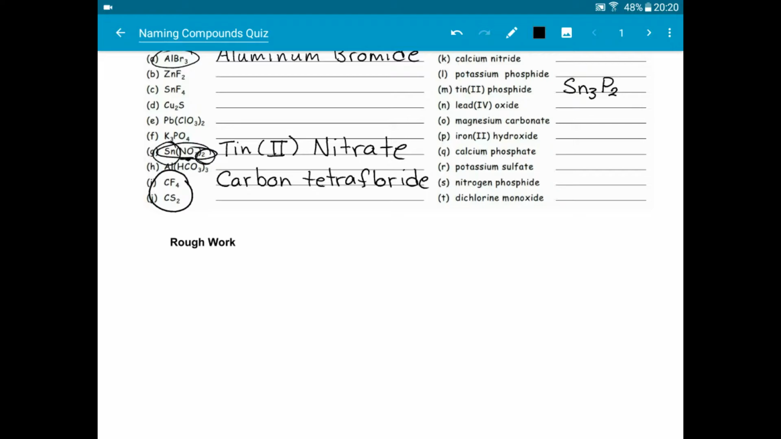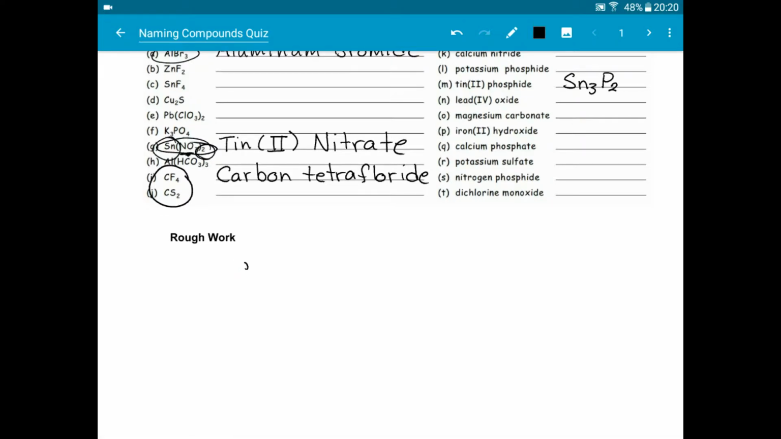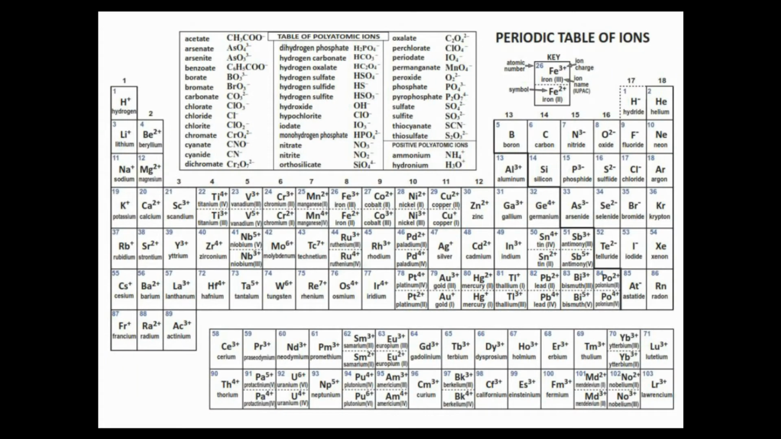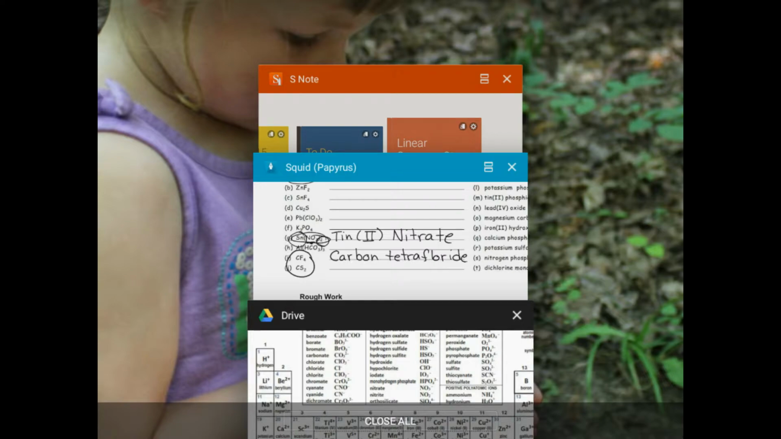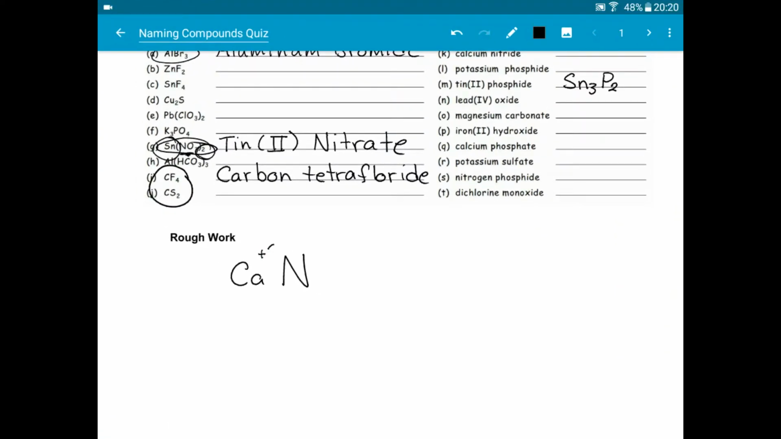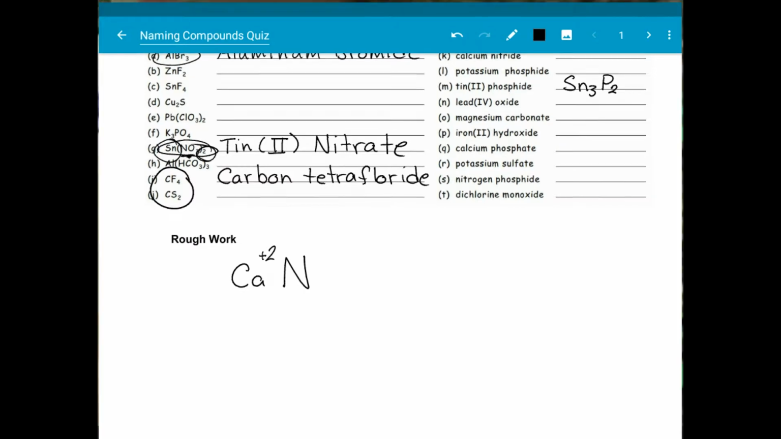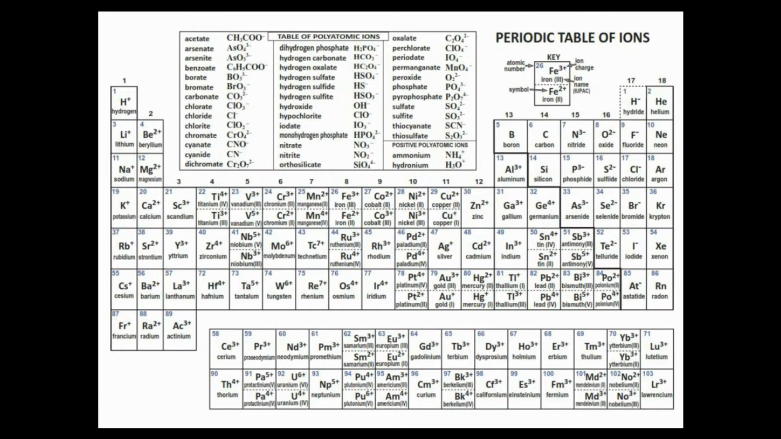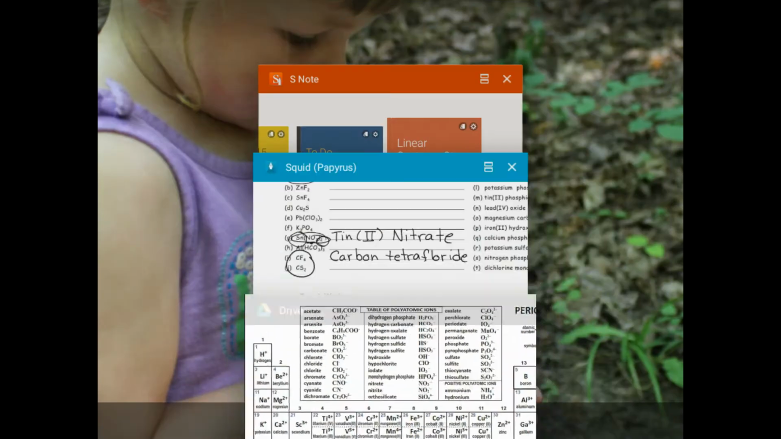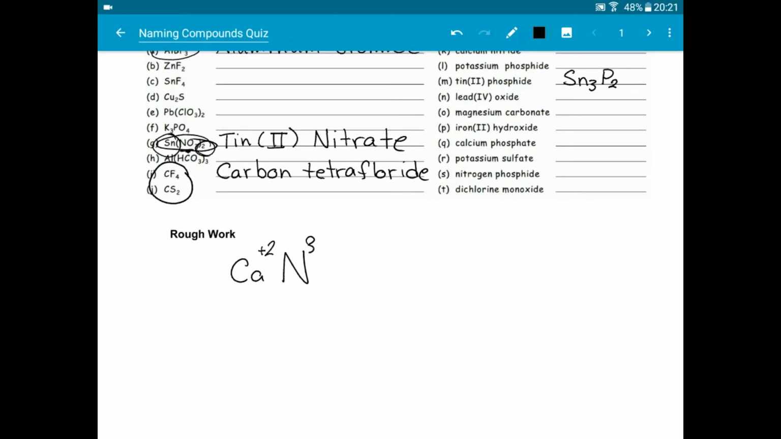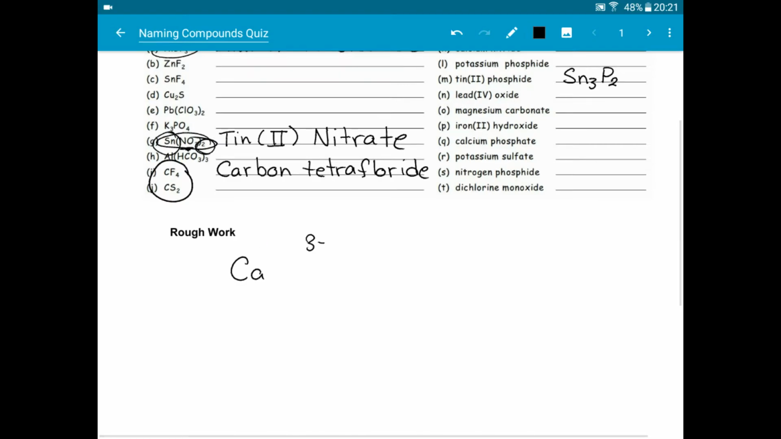So let's do calcium nitride. We have Ca for calcium, and we have N for nitrogen, and let's go look up both of their respective charges. So calcium plus 2, you can see right there, element 20, plus 2. So put that on there, plus 2. Chemists like to put the plus after. Nitrogen, 3 minus. So that's 3 minus, and I should have done that here too. So it should be 2 plus and nitrogen 3 minus.